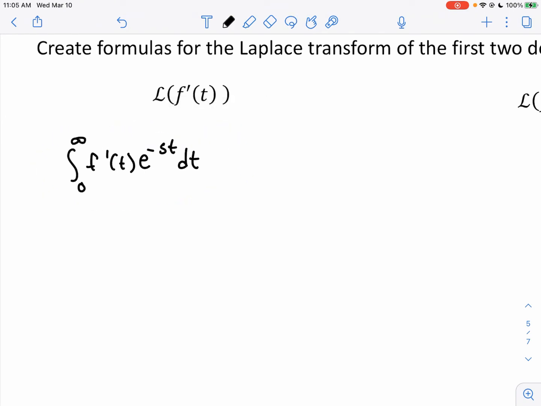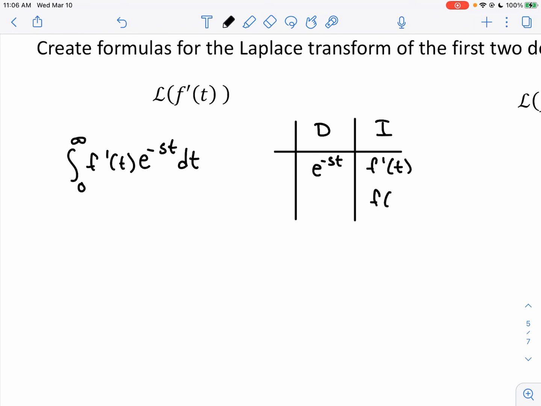Let's use the table method to do this. So I have to differentiate and integrate. And in the derivative column, I'm going to put the e to the negative st. So that's different than what we maybe did in other cases. But the reason I'm doing that is I want to put the f prime of t in the integrate column, because integrating f prime will take us right back to f. And differentiating e to the negative st will be negative s e to the negative st.